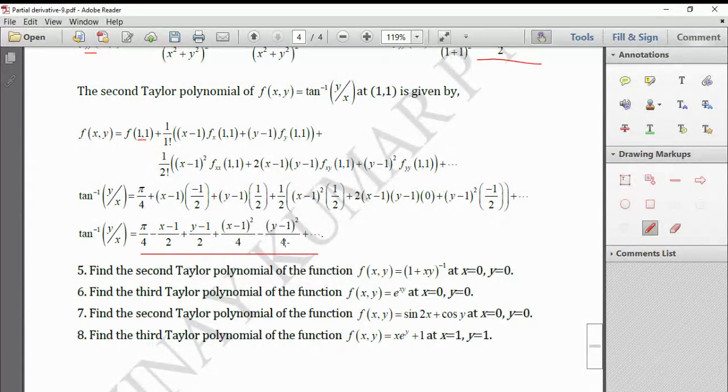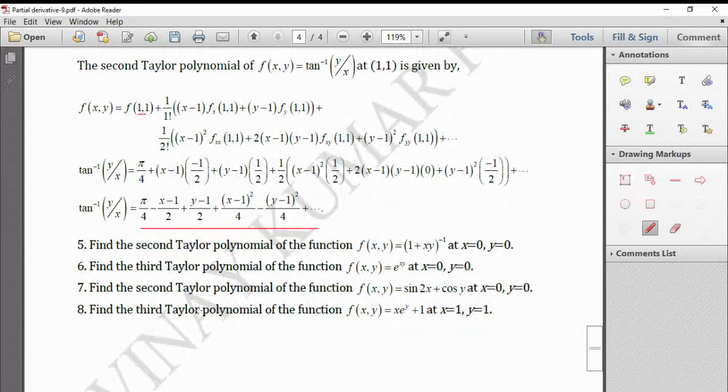So this is how you have to find the Taylor polynomial of the given order, of the order which they have asked, at the given point for the given function. A few problems, you write them as an assignment. We'll continue in the next session. Thank you.